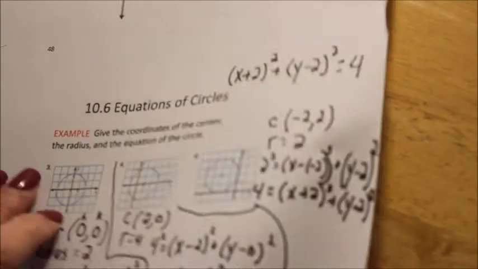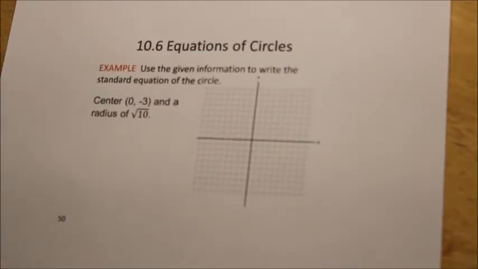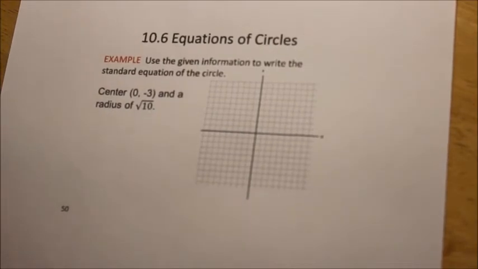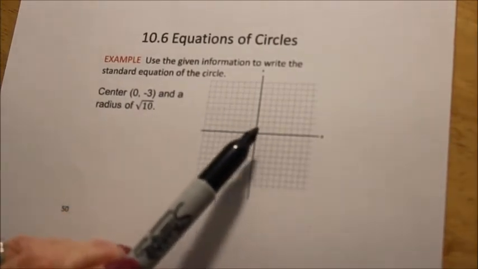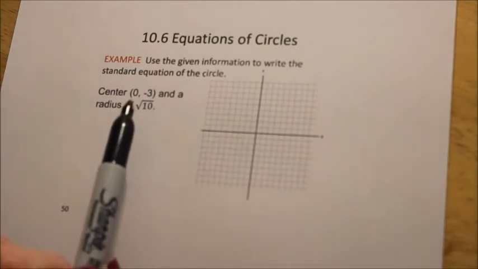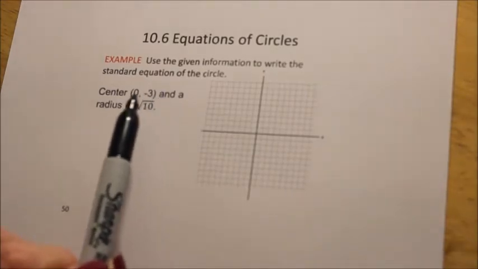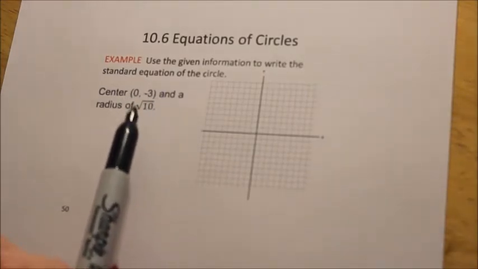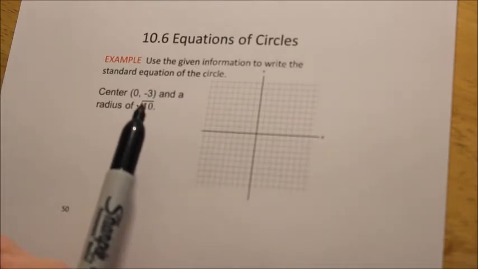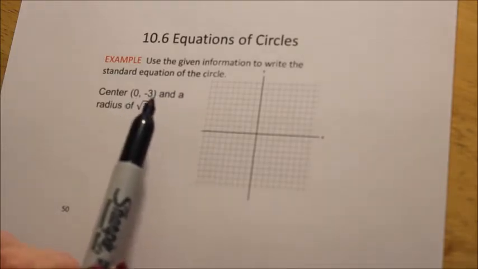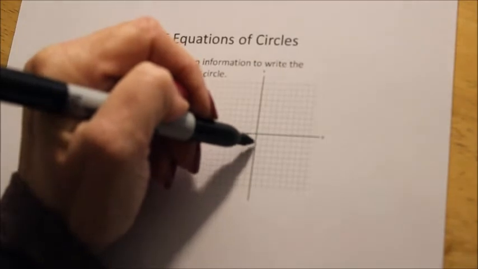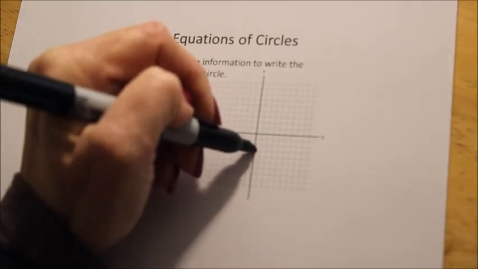Let's take a look at, I think I just have one more page. This is a pretty short lesson. These are just a couple examples. It says, use the given information to write the standard equation of the circle. We don't technically need to graph it, but let's go ahead and do that. We don't have to though, because we have everything we need. You just need the center, your h and k, and then you need your radius. To graph that though, 0, negative 3 would be here.